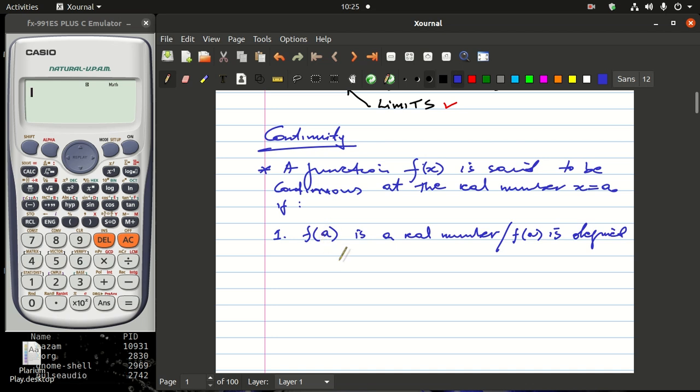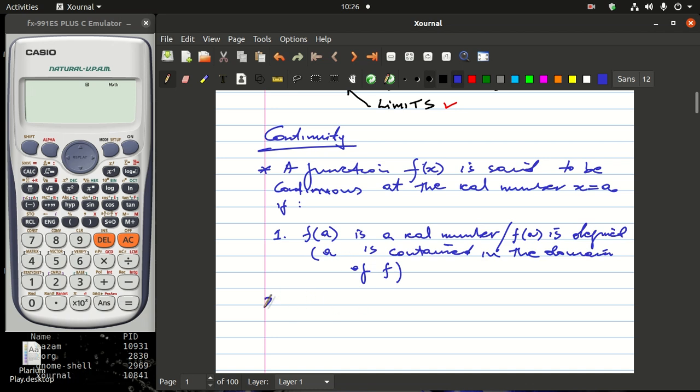This must be defined. Or another way to say this, we might say that a must be contained in the domain of f. So if you know the domain of this function here and you know that a is contained inside, then condition number 1 is satisfied. So this one must be equal to some real number, or this one must be defined, or this value a must be contained in the domain of f.